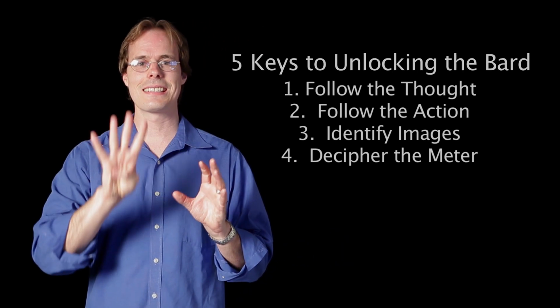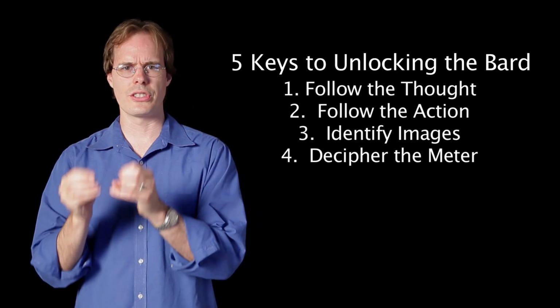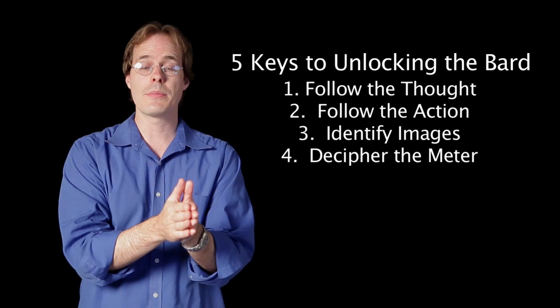So key number 4 is decipher the meter. Oftentimes Shakespeare writes in verse. That means there's a particular structure to the language he's using. Sometimes he writes in prose. That just means he writes in a free form. That is, the words have no meter. They don't have a rhyme scheme. They're just words like you would read in a novel.